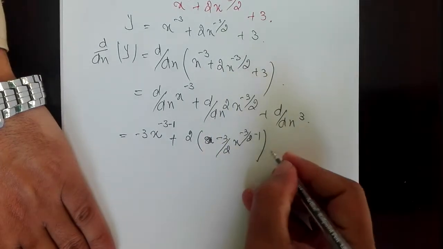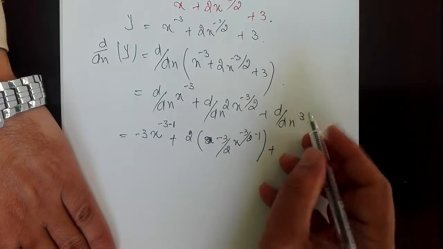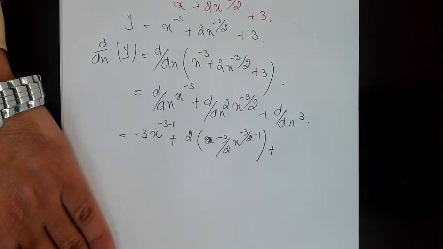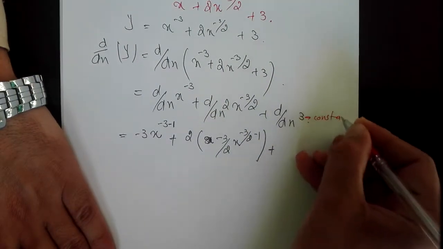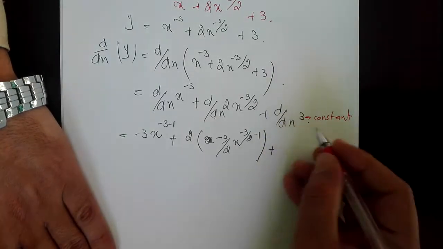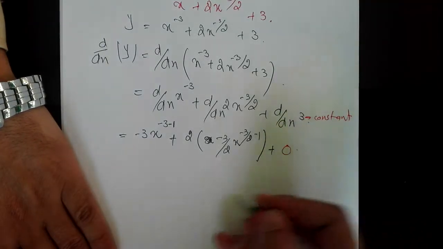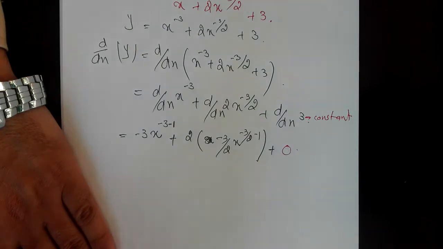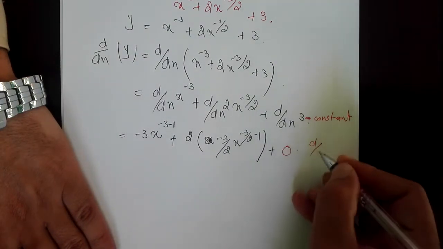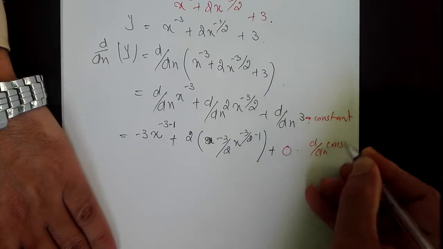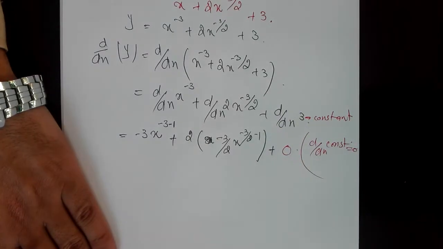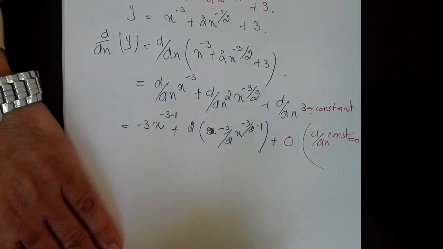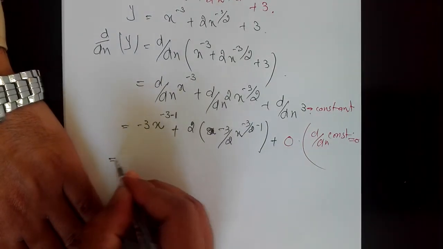Plus, when we have a constant number, see the 3 is a constant number. When we have a constant number, the derivative of a constant number will be equal to 0. The derivative of any constant number will be equal to 0. So I am solving the rest of it.